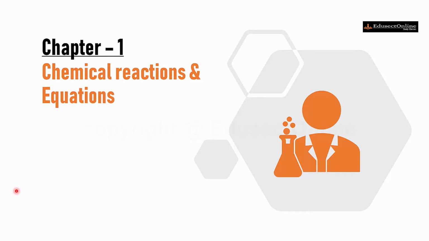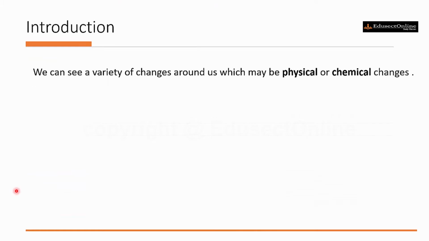Let's discuss our first chapter in chemistry, chemical reactions and equations. So let's get started. We can see a variety of changes around us, which may be physical or chemical changes. So what are these physical or chemical changes? Let's discuss.